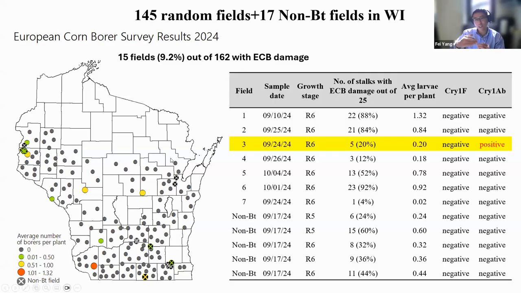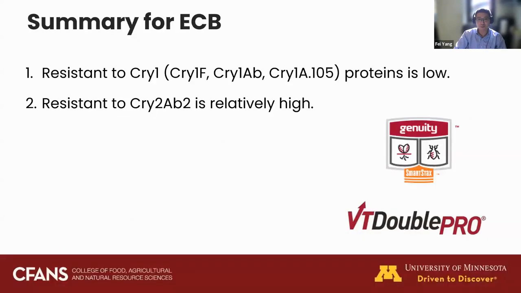If you look at the specifics of these fields, you can see some fields have 88%, 84%, and even 92% infestation. Specifically, we found one field positive for Cry1Ab Bt proteins. That means the ECB, European corn borer, population is developing resistance right now in the field.